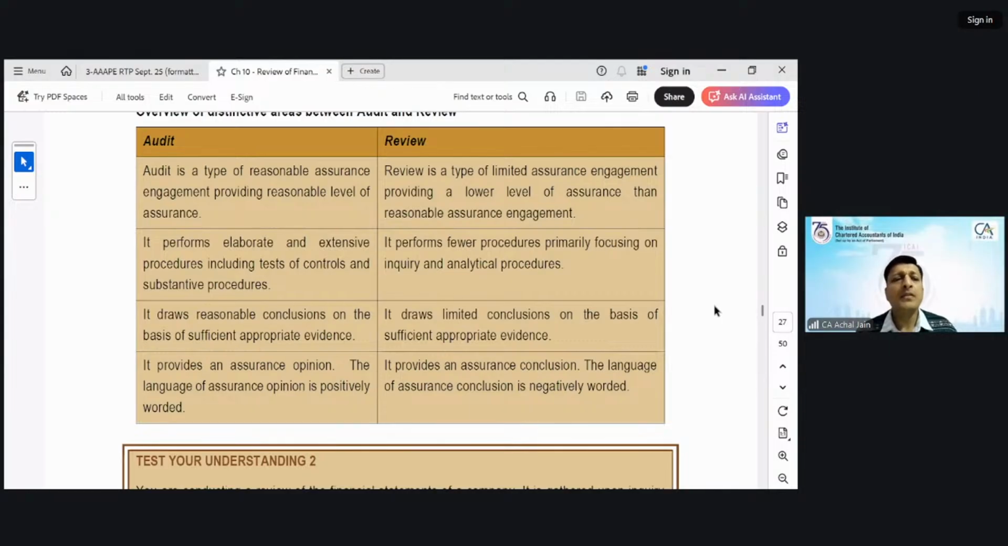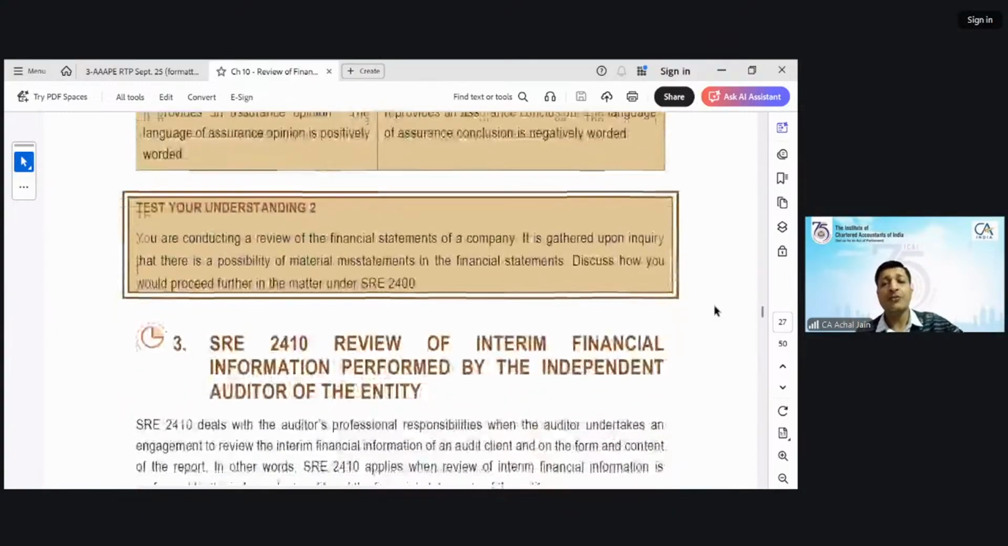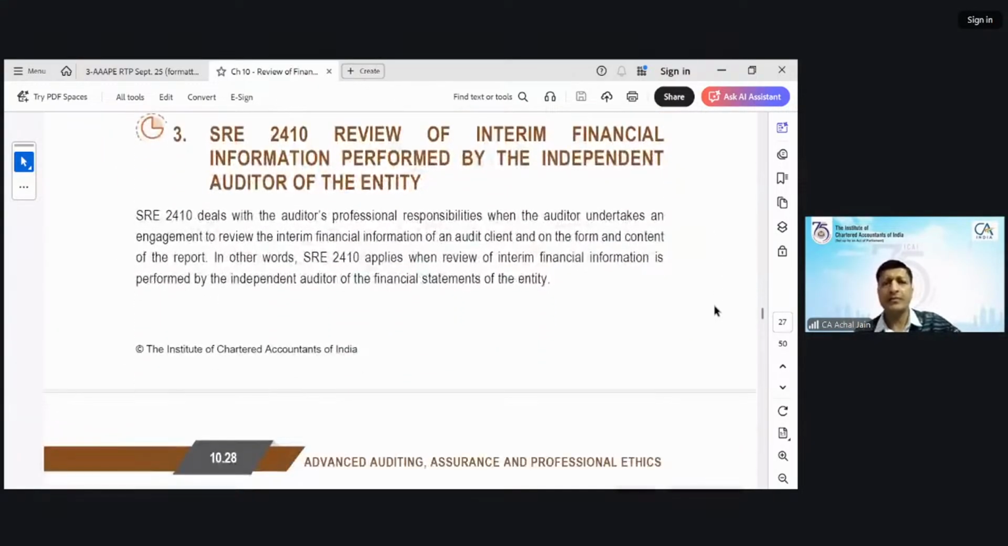When it comes to an audit, it draws reasonable conclusions on the basis of sufficient appropriate evidence. When it comes to a review, it draws limited conclusions on the basis of sufficient appropriate evidence. When it comes to an audit, it provides assurance opinion, okay, which is worded in a positive manner, unlike the wording of a review report, which is negatively worded. So that's why it's also called as negative assurance. We'll look at it. Okay.